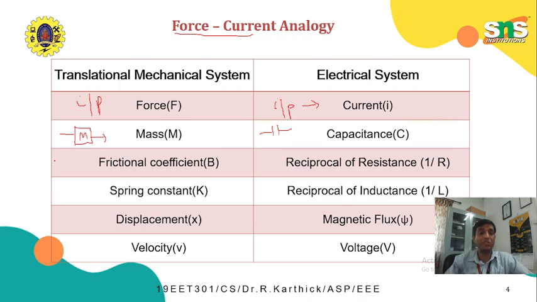Similarly, the frictional coefficient, again the dashpot, B, is represented by the reciprocal of the resistance. Okay, it is 1 by R. Similarly, the spring constant K is represented by the inverse of the inductance in your electrical system. So the mass and the spring vary between the force current and the force voltage analogous systems. In this case the output is again the velocity and the displacement, and here it is in terms of your voltage V. So these are the force current and the force voltage analogous systems.